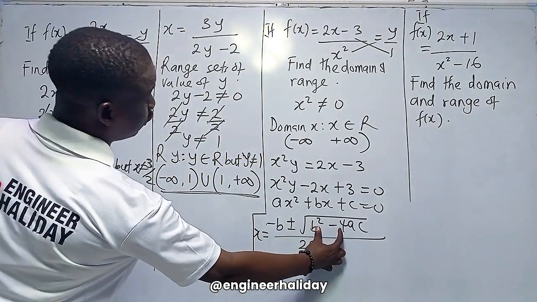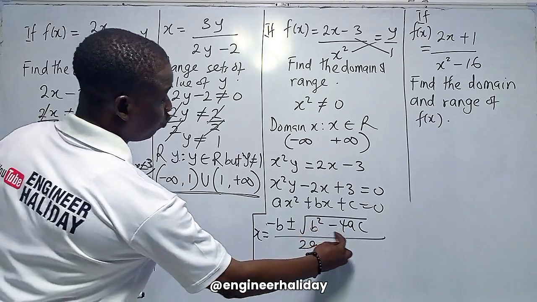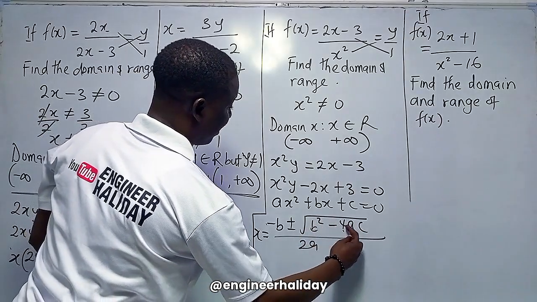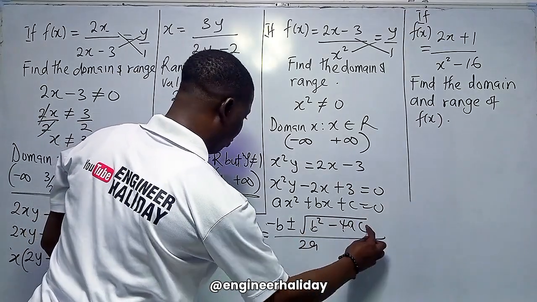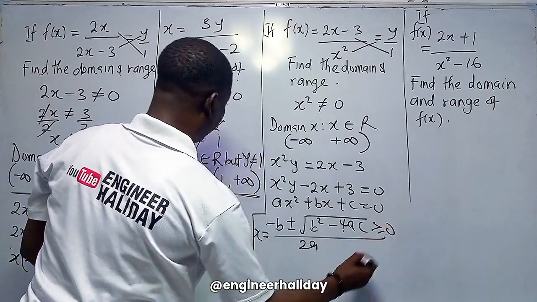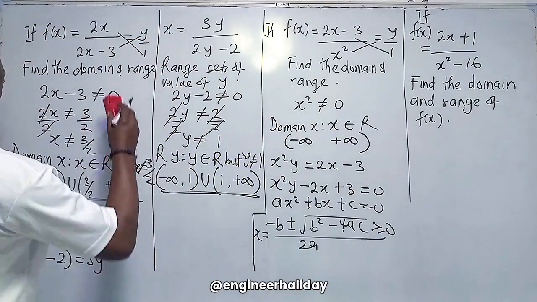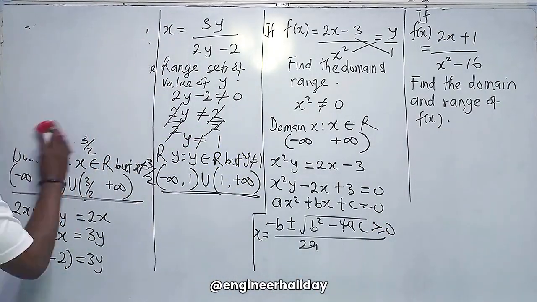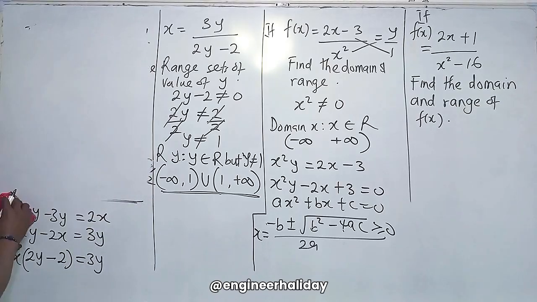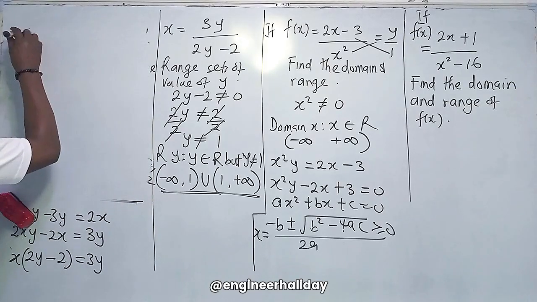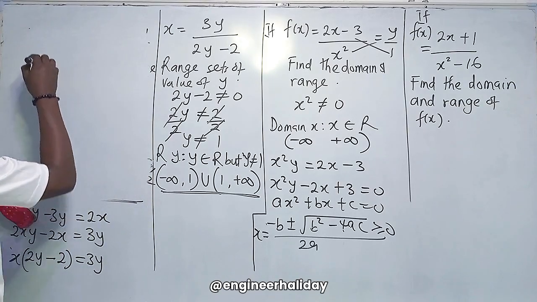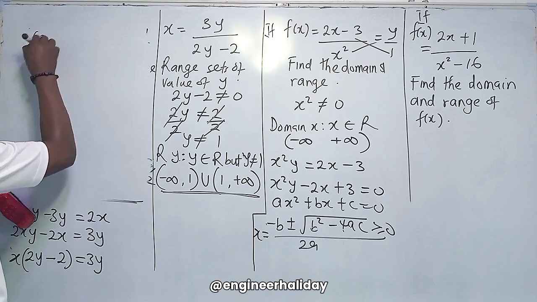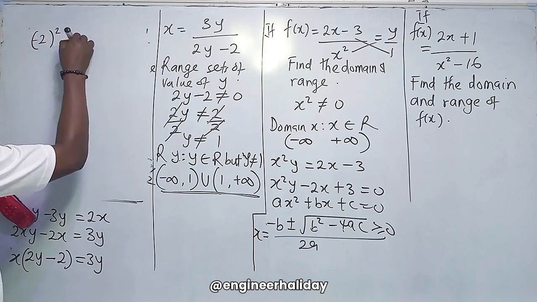But we are going to focus on b squared, because we must ensure that b squared minus 4ac, carrying the square root, must be greater than or equal to 0. So that's what I want to concentrate on. So what we're going to do now is pick the b squared, which is minus 2 squared minus 4 into bracket.